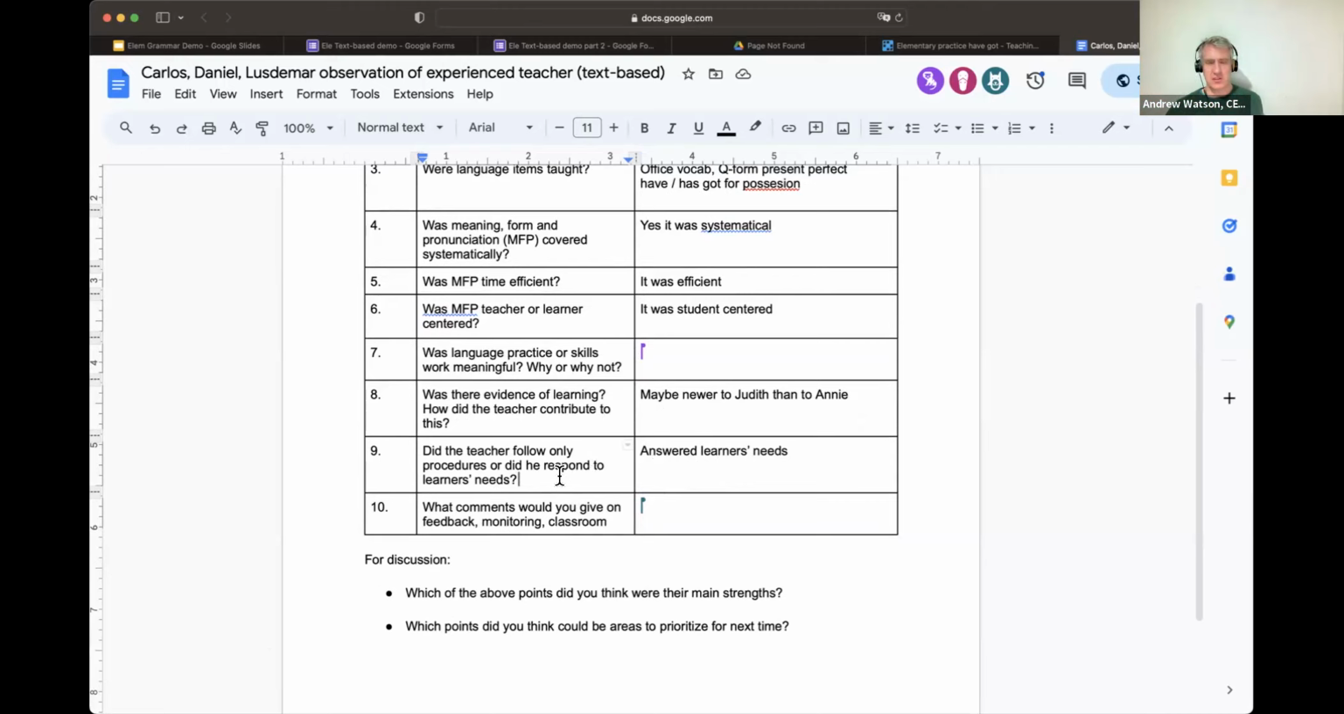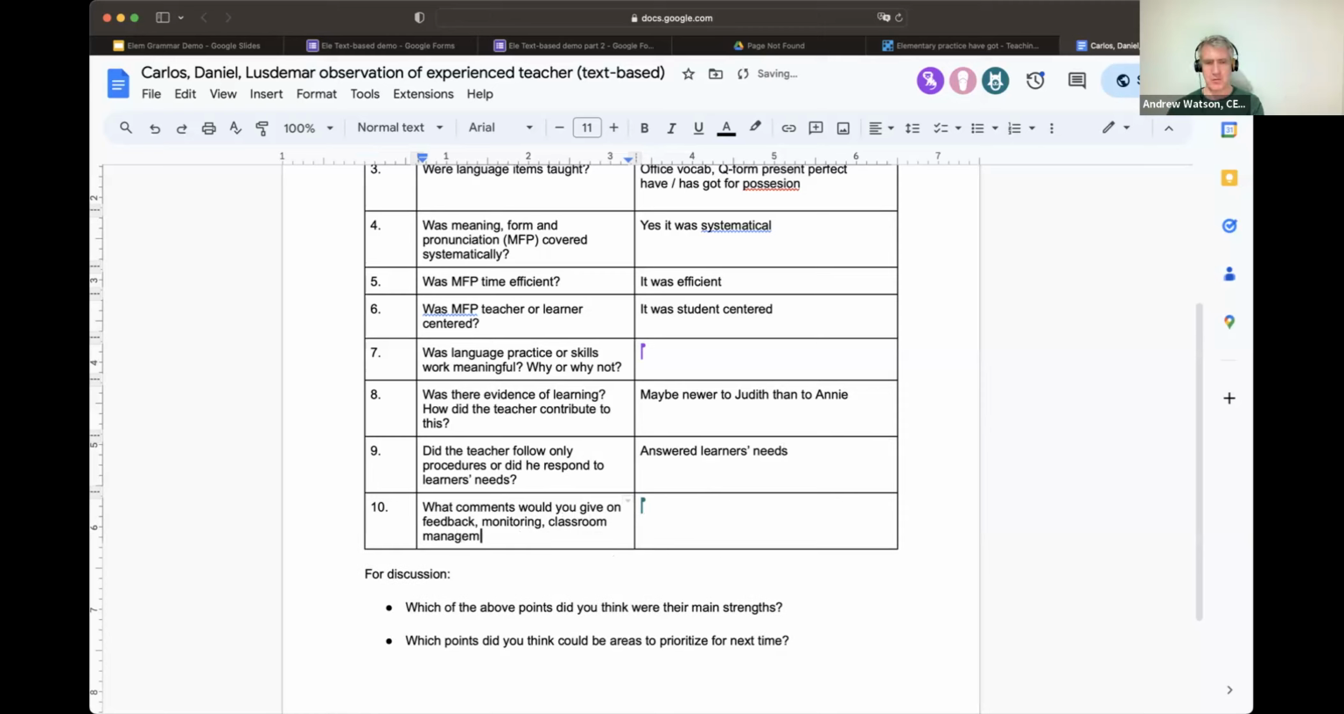Did the teacher follow only procedures? Respond to learners' needs. Well, I'm glad you said that. And what comments would you give on feedback, monitoring, classroom management? I think it would have been better if there had been more students, so that I could be working with them in breakout rooms in pairs, and possibly then change the pairs so that they could work with another partner, and monitor them, watching them, checking that they're on task, maybe noting down some errors in language.